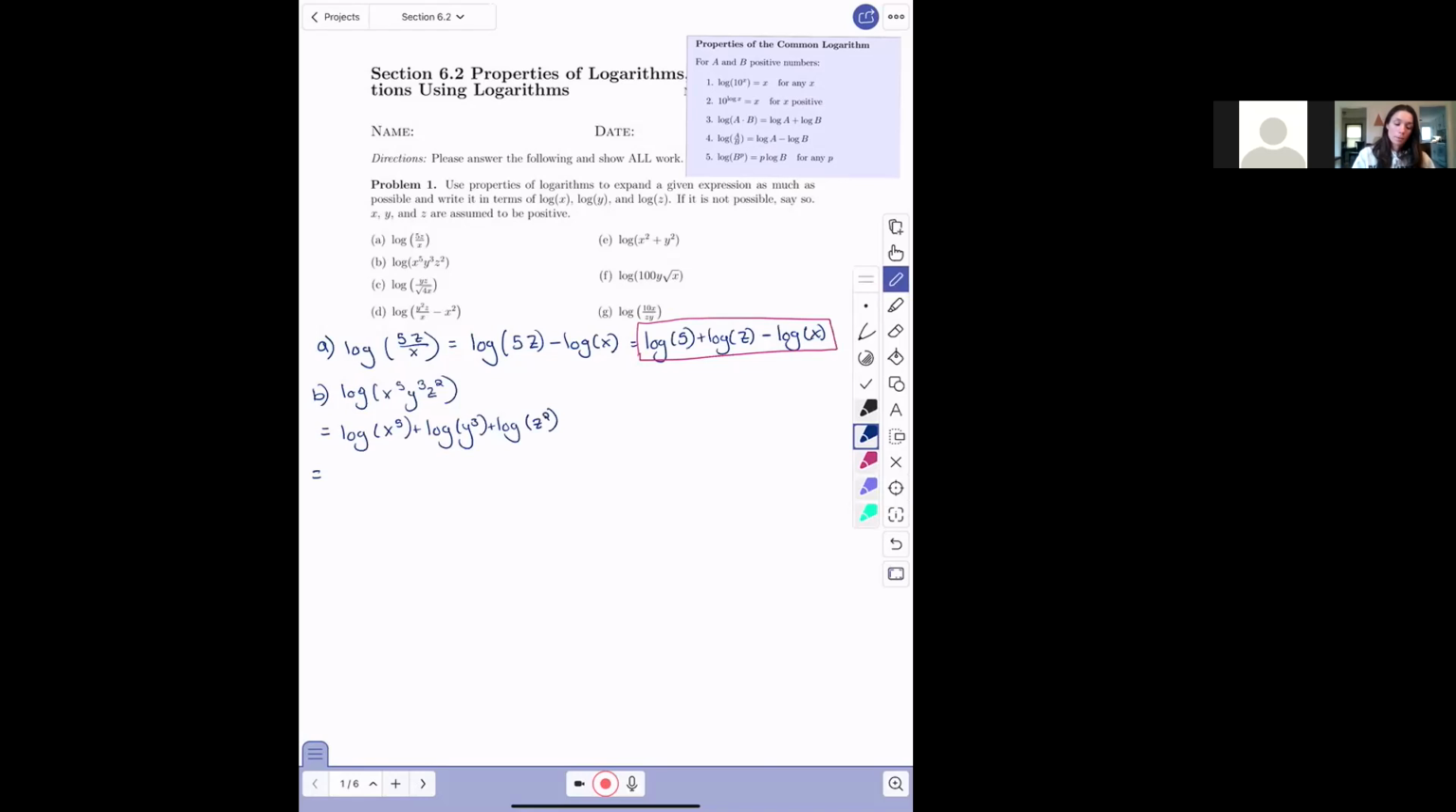Now I'm going to use my property 5 up there for my powers. And each of those powers on my x, y, and z, I'm going to pull out of the log and pull in front of it. So we'll have 5 times log of x plus 3 log of y plus 2 log of z. And that's our final answer.